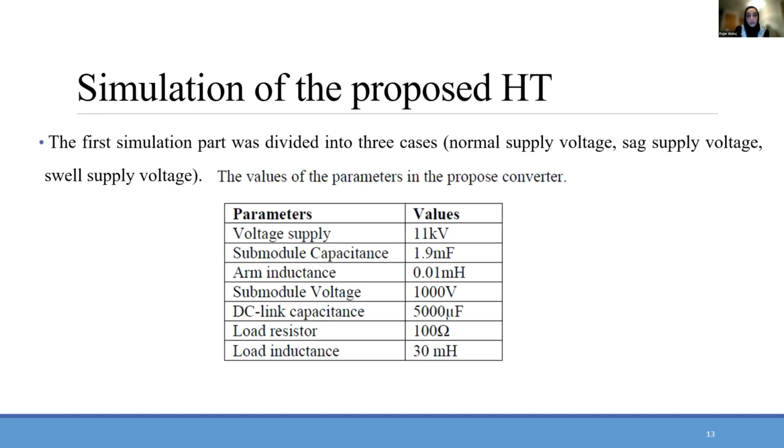This part is the simulation of the proposed hybrid transformer. As we know, it is divided into cases: the first is the normal case, then the sag case and the swell case. These are the parameters of the proposed converter. The voltage supply is 11 kV, the submodule voltage is 1000 volts, the load resistor is 100 ohm, the submodule capacitor is 1.9 milli, and the arm inductance is 0.01 milli.